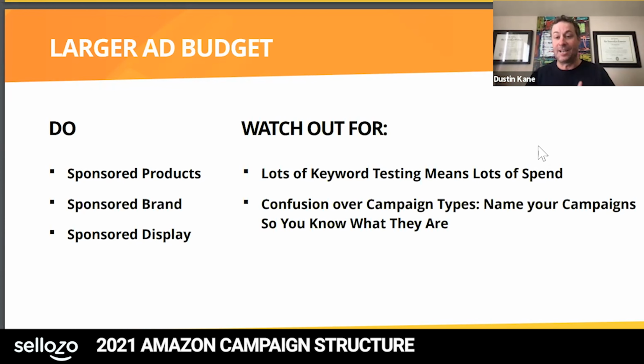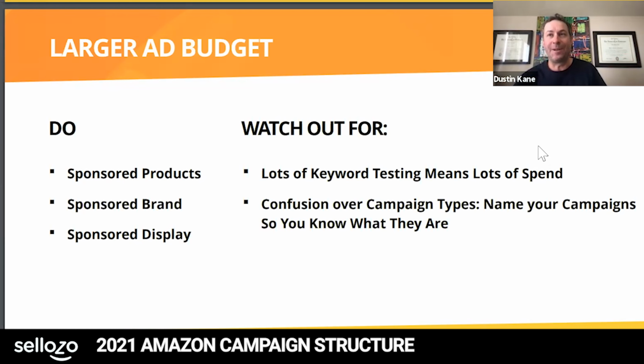All of that means there's going to be a lot more testing going on. That's what the large ad budget allows you to do, to get a ton of data really quickly from Amazon. And then you've got to do something with that data. So if you have a large ad budget and you're setting these things up, you've got to be optimizing all the time on these campaigns so that your ad spend is controlled, and you're not wasting it after that testing has come in. The other thing that you want to watch out for with a large ad budget is when you have all these campaigns set up, you want to make sure you're naming them accurately.